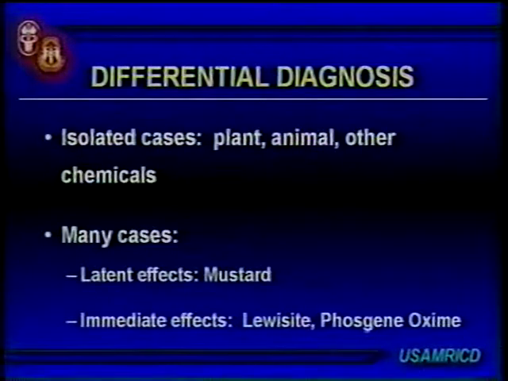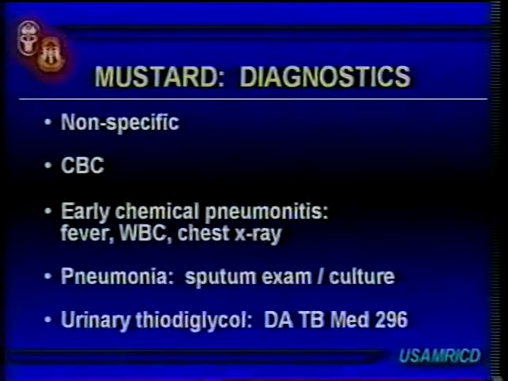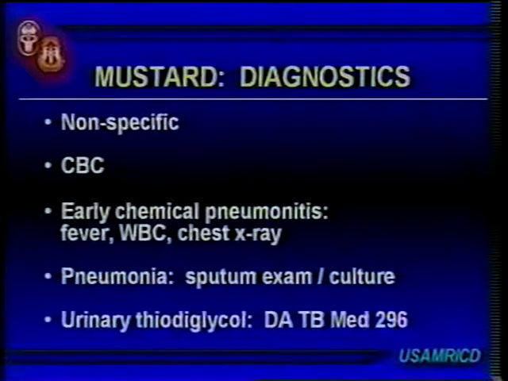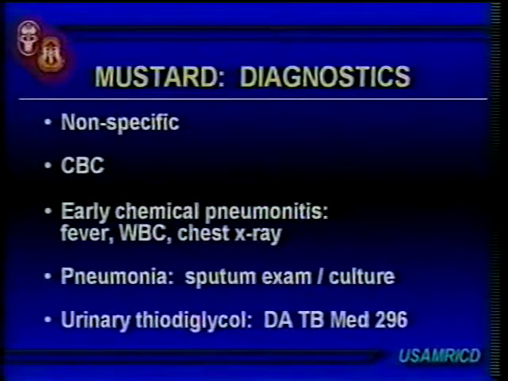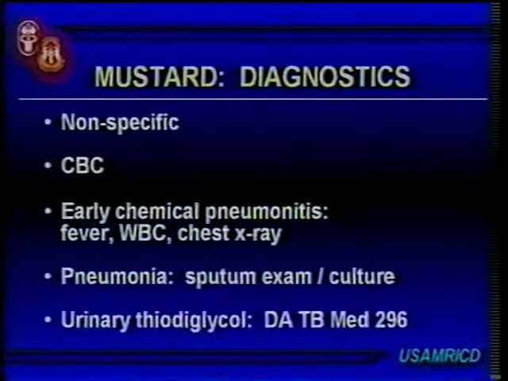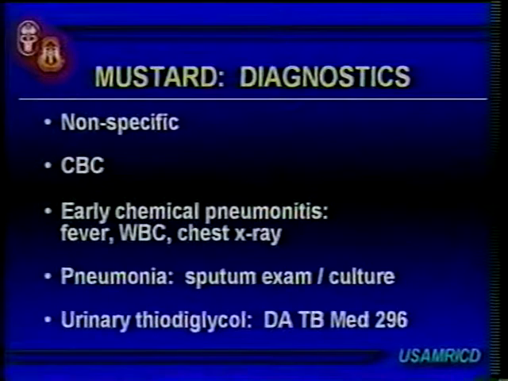You start getting a number of cases in. If there's a latent effect, it's mustard. If it's an immediate effect, it's lewisite or phosgene oxime. The lab, all your findings are nonspecific. You already know all this. You're getting a pneumonia, you get fever spikes. You're getting spikes of your WBCs, it can mean infection. Chest x-ray, if you got infiltrates starting to show up, it probably means pneumonia.